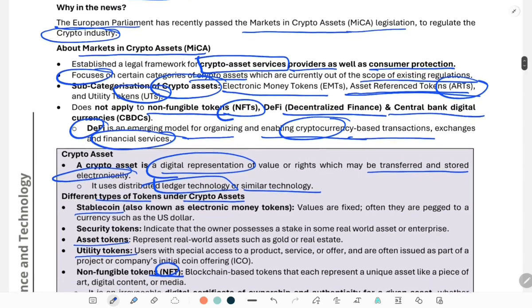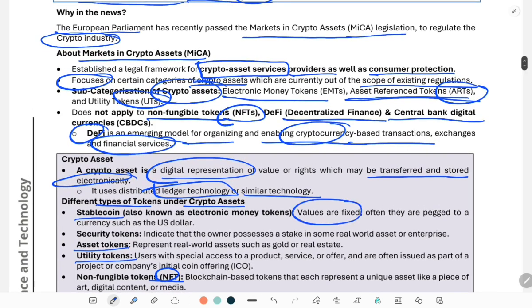In stablecoins, values are fixed and often pegged to a currency such as the US dollar. Security tokens indicate that the owner possesses a stake in some real-world asset or enterprise. Next, asset tokens represent real-world assets such as gold or real estate. Utility tokens provide users with special access to a product, service, or offer.